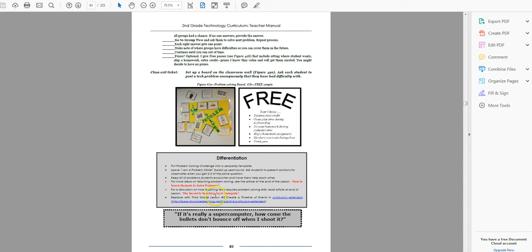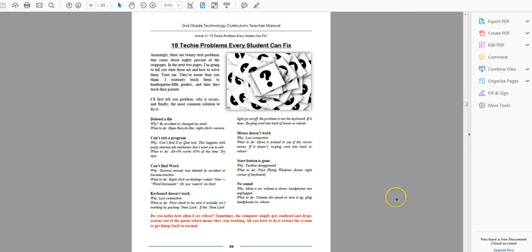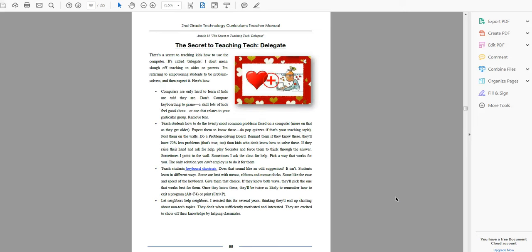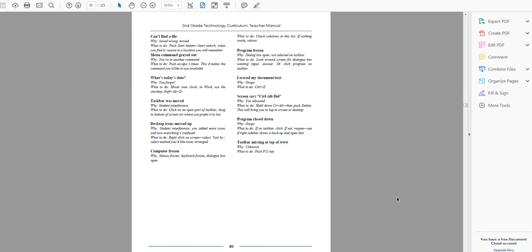Here is differentiation for different student groups. If you don't want to do this sort of lesson, or you want to spread it out through the year and not even spend one lesson on it, here's an optional timeline of events you can do. Here's some background reading for you: how to teach students to solve problems, the secret of teaching tech, delegate. Those are good for you to read. They're articles at the end of this lesson, and more on problems students can solve.